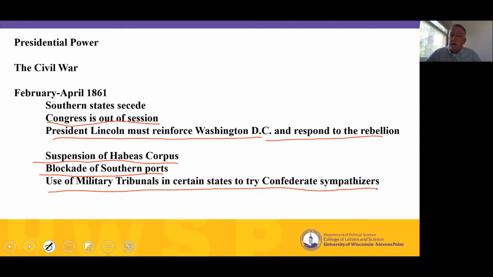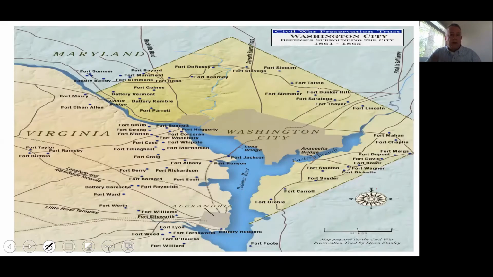Now, before that, to my class here at Stevens Point, I always like to display this map of Washington, D.C. during the Civil War from 1861 to 1865. It shows all of the many forts that the federal government built to defend the city. It shows you the one train track right there that comes from Baltimore into the city. That is the only train track into Washington, D.C.